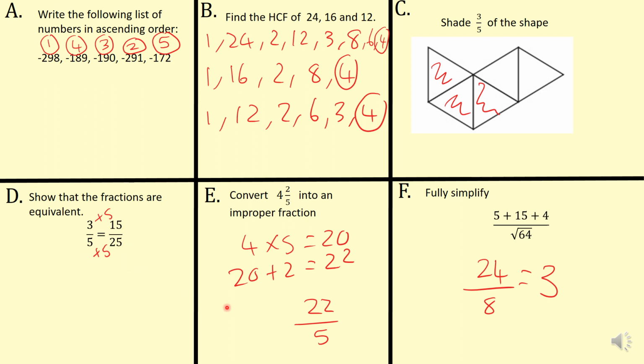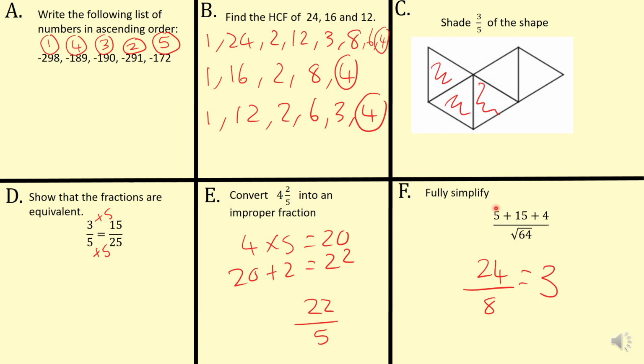Next one, converting into improper fractions. When you convert into an improper fraction, you times the whole number, which is 4, by the denominator, which is 5, so you do 4 times 5, which is 20. Then you add that 20 to whatever you have on the top. So 20 add 2 is 22. You write that number at the top, 22, and the denominator stays as it was, over 5. So it's going to be 22 over 5 as an improper fraction or top heavy fraction.